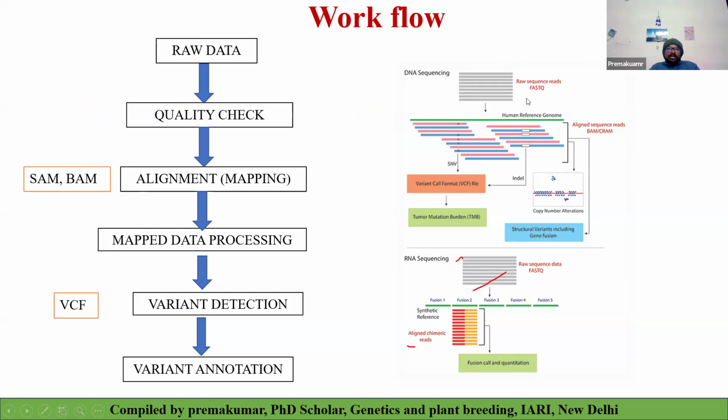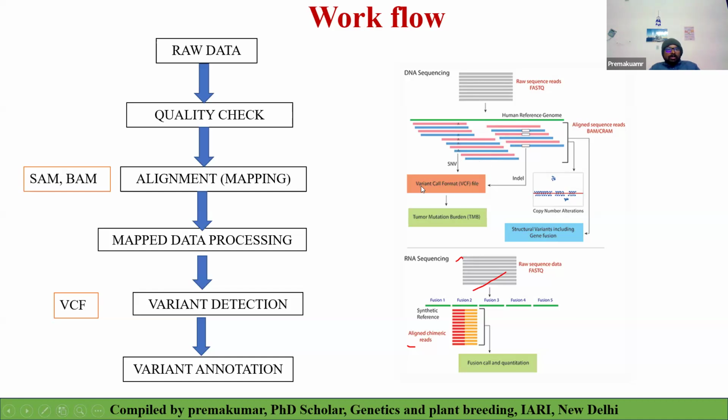First, you have raw data, which is a FASTQ file. Then you have to do a quality check, like only above 30 you have to keep. The bases which are below 30, you just remove. Then you go for alignment. There are two types of alignment: either you can go for de novo assembly or reference based assembly.